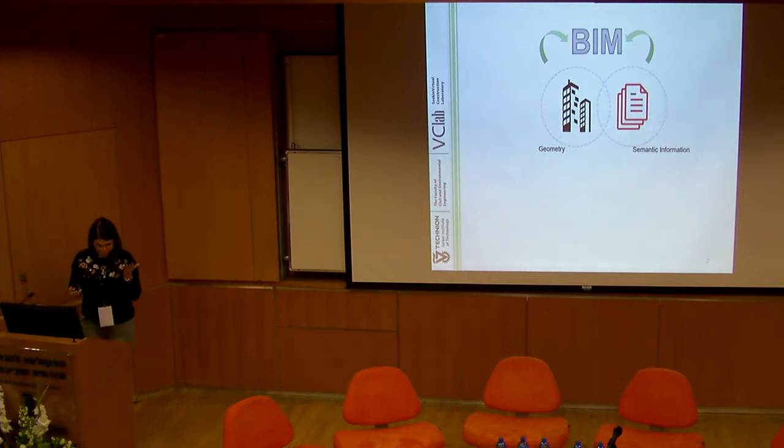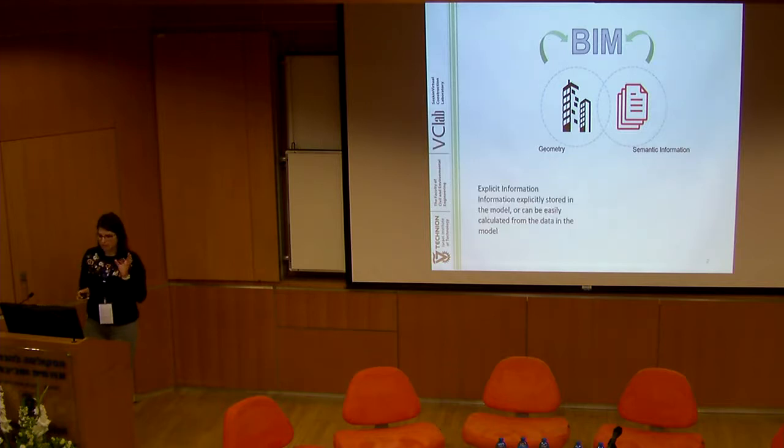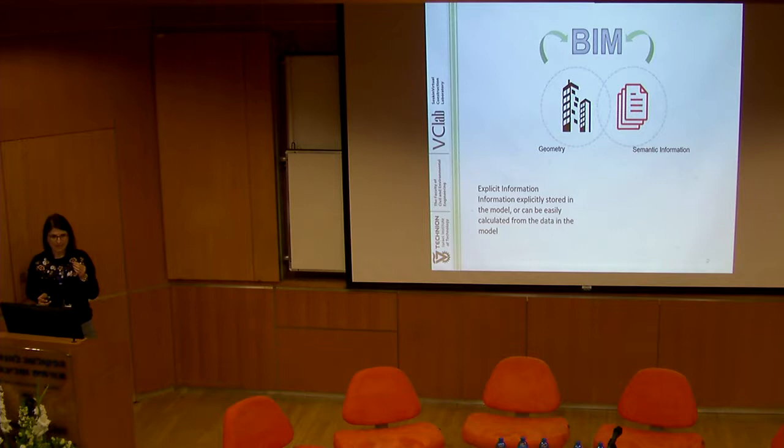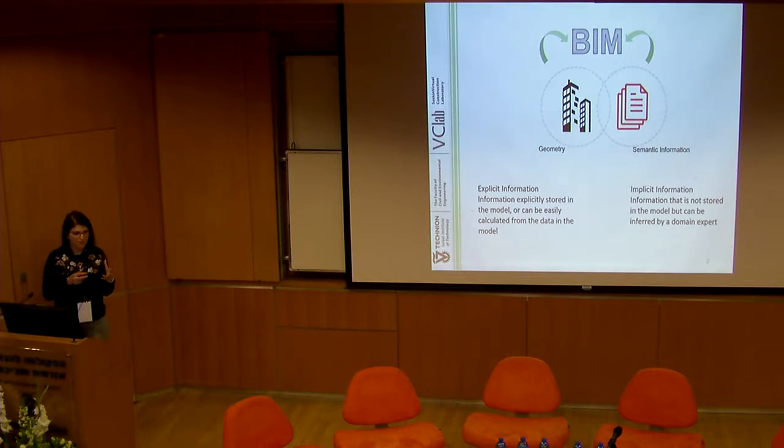And there are actually 2 ways that all this information can be represented. It could either be explicit, meaning that it's actually in the model file, it's stored in the model, but it could also be implicit, meaning that it's not really in the file, it's not in the model, but we can still somehow understand it.